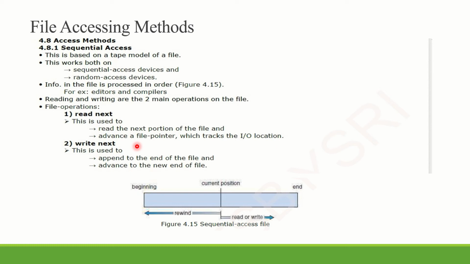I told you a file is a collection of related information, so in that file there will be a number of records. Just as an example, in one particular file there are 100 records, and the current position of the cursor is at the fifth record, and next the system has to read the 50th record. Next it has to read the 75th record.